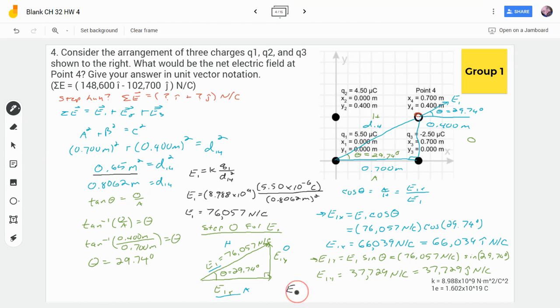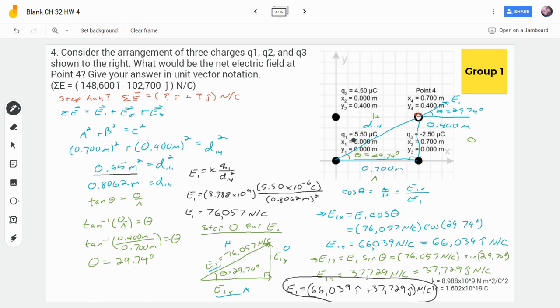Anyhow, if I do all of that, E1 will end up being 66039 i hat plus 37729 j hat. And the units for all this, newtons per coulomb. And let me try to circle that. Hopefully I don't write over it. Okay, I have circled that. So now I have the electric field due to charge 1 in unit vector notation.